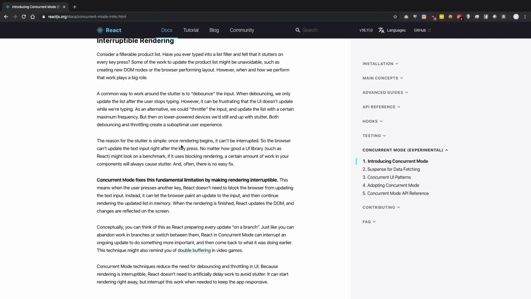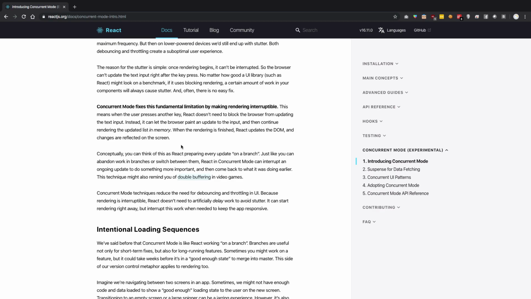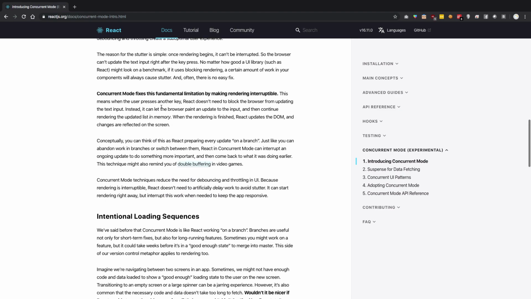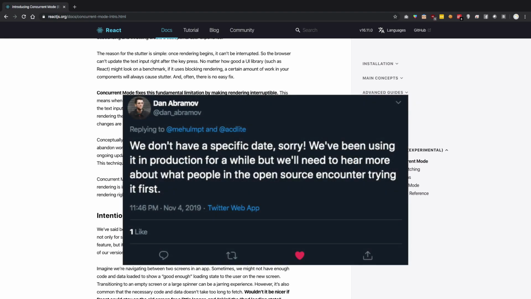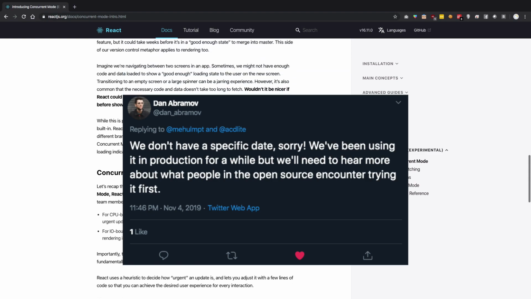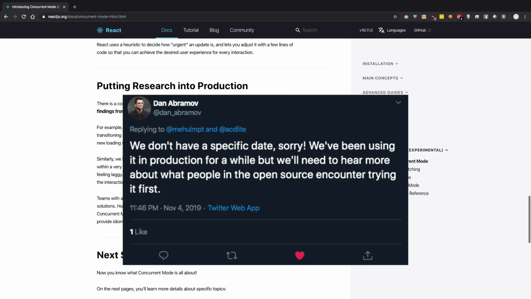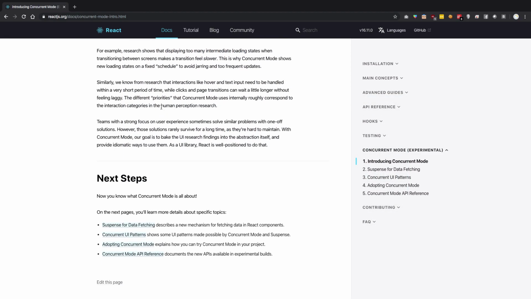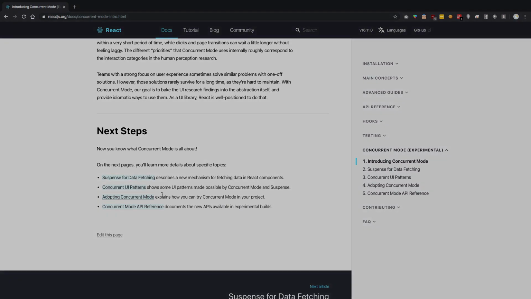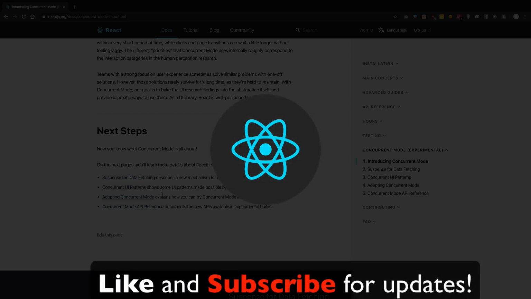So I asked Dan about any possible release date of this coming out from experimental to stable. He's one of the core team members of React, and although there's not an official date right now, I think not this year, but maybe in the first quarter of next year, it should be out, right? So unless that is officially out, we're going to see some hacks and tips and tricks we can do with concurrent mode right now and see how we can implement that.